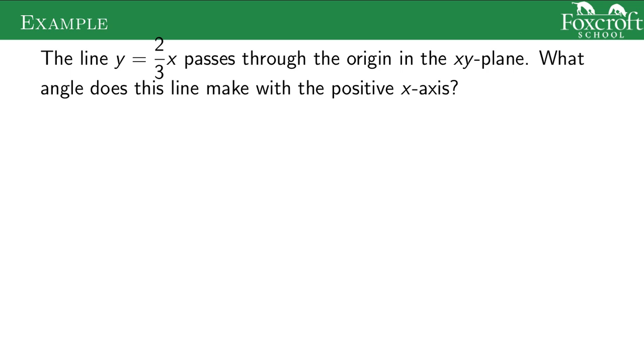Say I want the line y equals 2/3 x, which passes through the origin in the xy plane. What angle does the line make with the positive x-axis? So if I had an xy plane, the line y equals 2/3 x would look something like this. And I want to know what angle does this make with the positive x-axis? So what is this angle here?